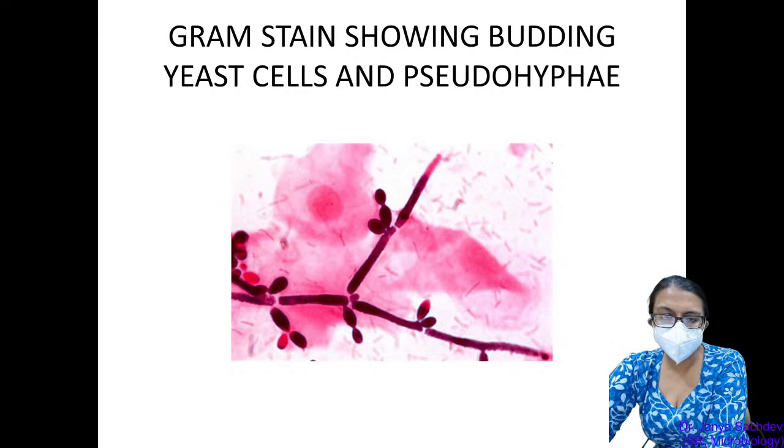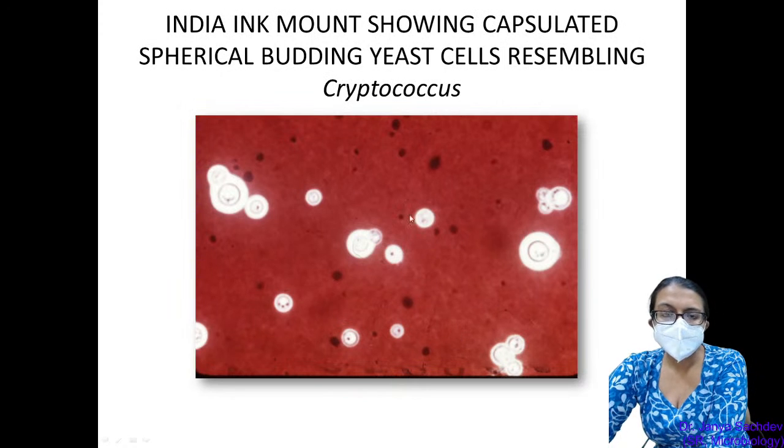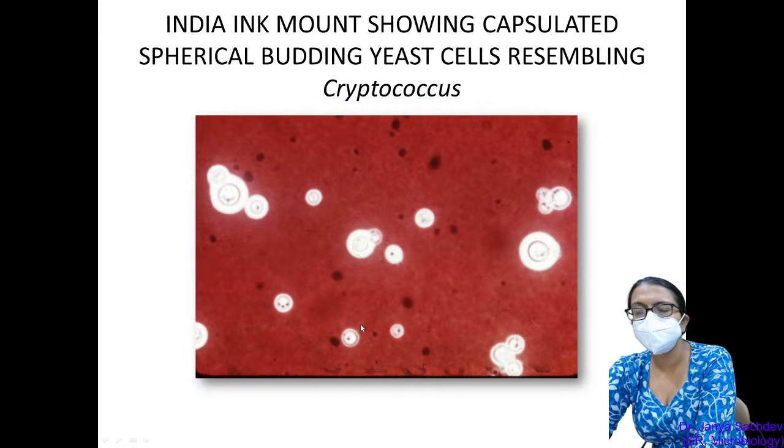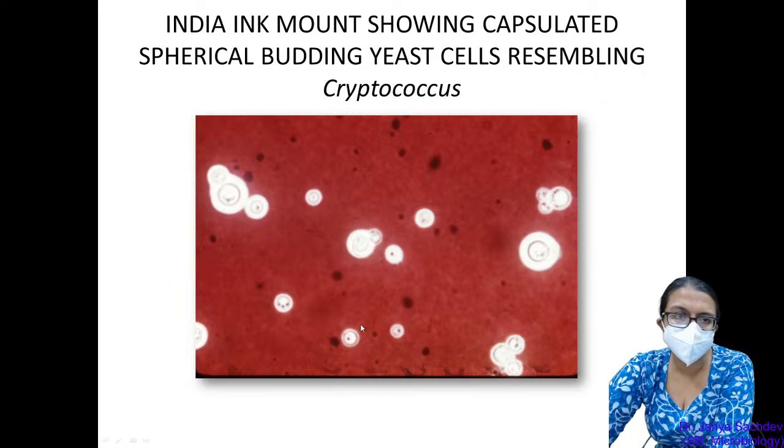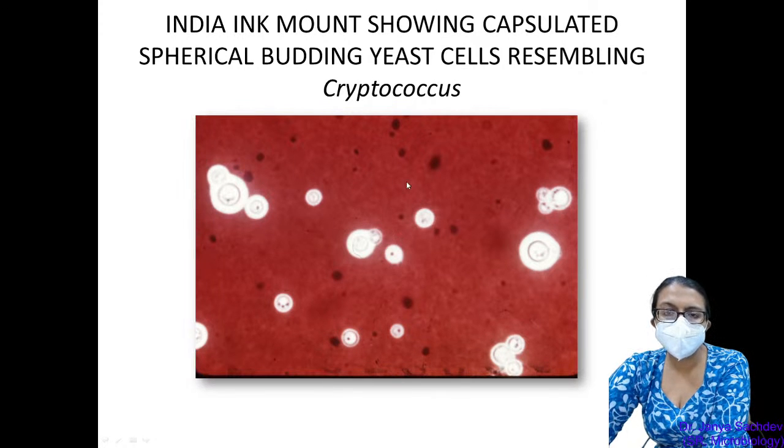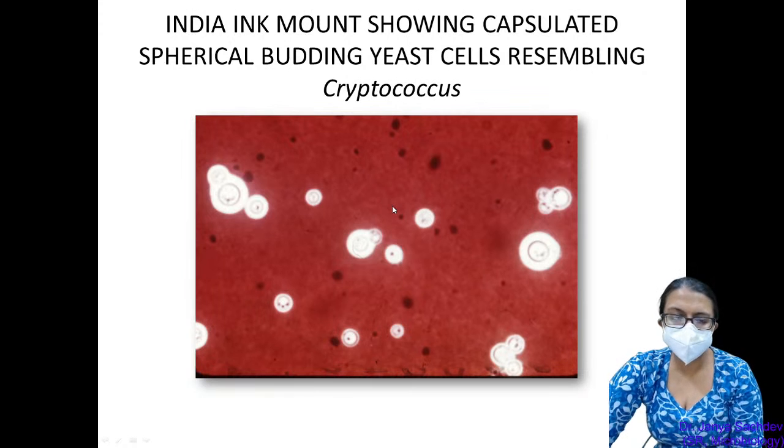This is a Gram stain showing yeast cells which are budding along with pseudohyphae. This is from a urine sample. This is an India ink mount showing the capsulated cells of Cryptococcus, which is a yeast causing meningitis, especially in immunocompromised patients like HIV positive patients. So as you can see, India ink or nigrosin, which is the substance we use nowadays and which is more common than India ink, it's basically a dark stain and it's what's called a negative stain, as you would have studied in your first classes about staining techniques.